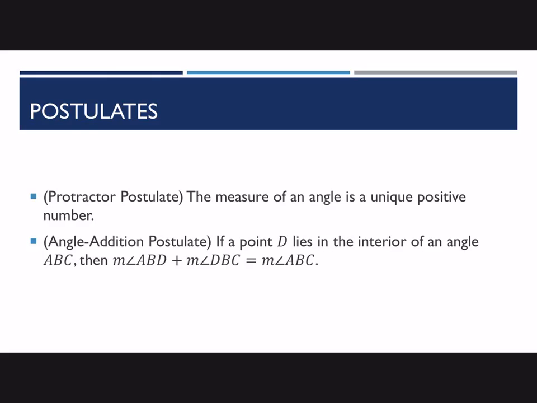The protractor postulate is sort of similar to the ruler postulate, just for angles. So this one allows us to measure angles and assign them a unique positive number. Okay, so we usually do this in degrees. There are other ways to measure angles, like radians.